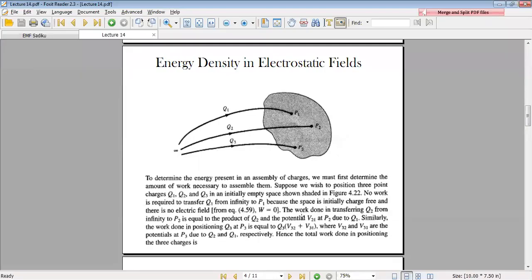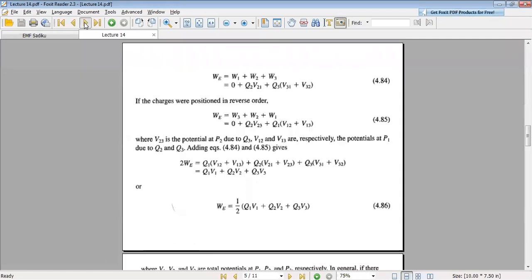So here some theory is there. Take q1, q2, q3 in an initially empty space. No work is required to transfer q1 from infinity to p1 because space is initially charge free and there is no electric field. The work done in transferring q2 from infinity to p2 is equal to q2 times the potential V21 at p2 due to q1. It is the same equation obtained in the explanation. So W suffix E equals W1 plus W2 plus W3, that is 0 plus Q2 V21 plus Q3 V31 plus V32.